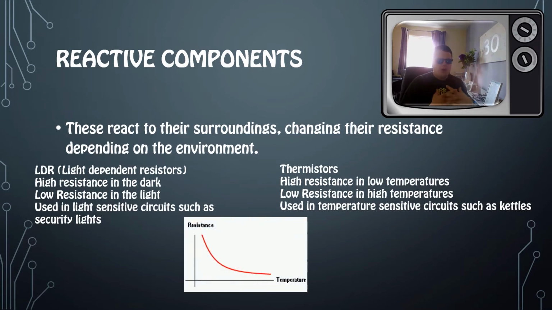Now they're not linear, you don't get a straight line on both of them, they're both a curve like so. So this graph would be very similar for LDRs and for thermistors. Obviously this is for a thermistor because it says temperature. If it was for an LDR, then this bottom axis would be light.